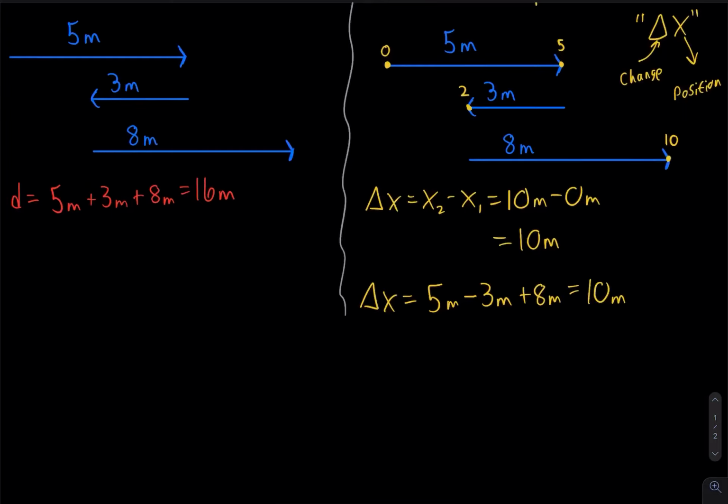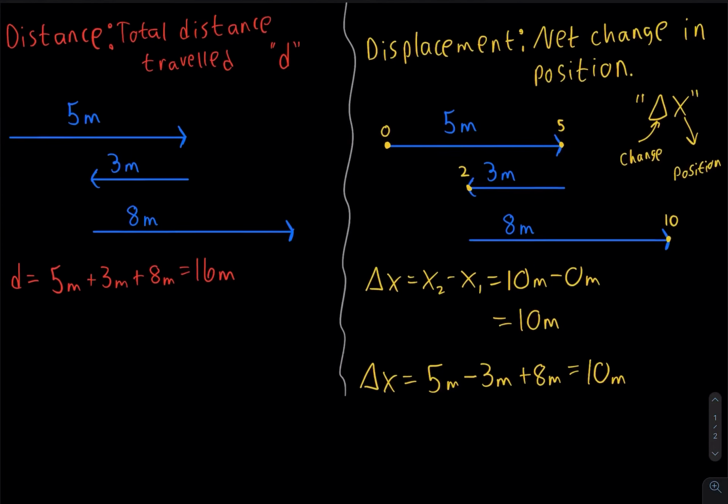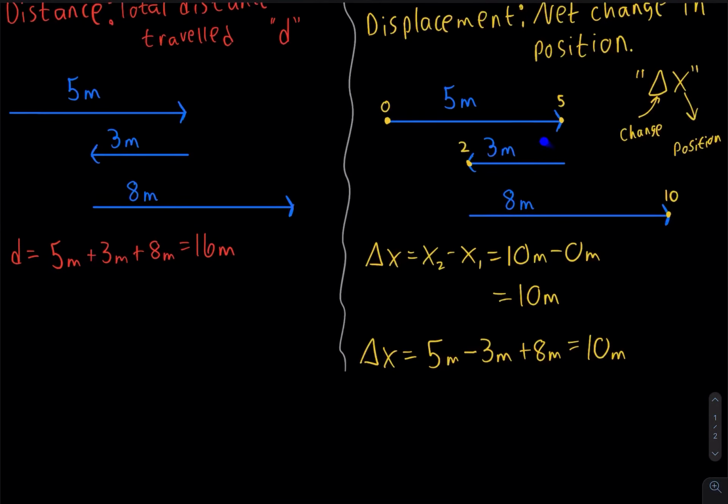So it is just the net change. We took into account the direction. So up here we said that our vector has magnitude and direction, and we took that into account down here. This was just going backwards, and so we didn't add it like we did over here. We were just keeping track of our position.